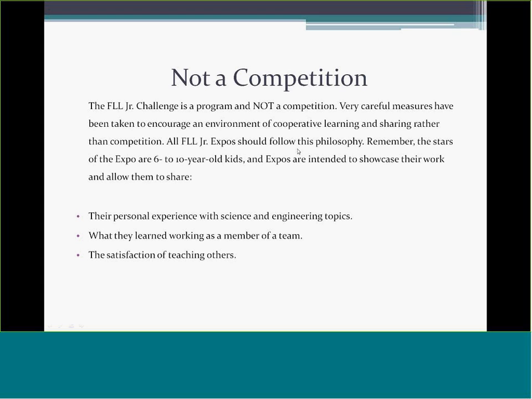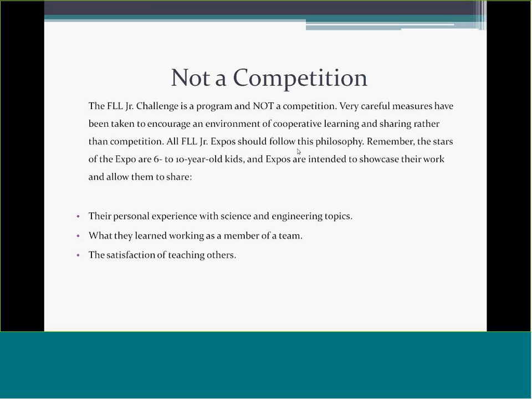I really want to emphasize that this is not a competition. It is a program and not a competition, and very careful measures have been taken to encourage the environment of cooperative learning and sharing rather than competition. It's meant to highlight the accomplishments of the youth who have participated in the program and give them a chance to show off what they've done, and also to see what the other youth have accomplished as well.